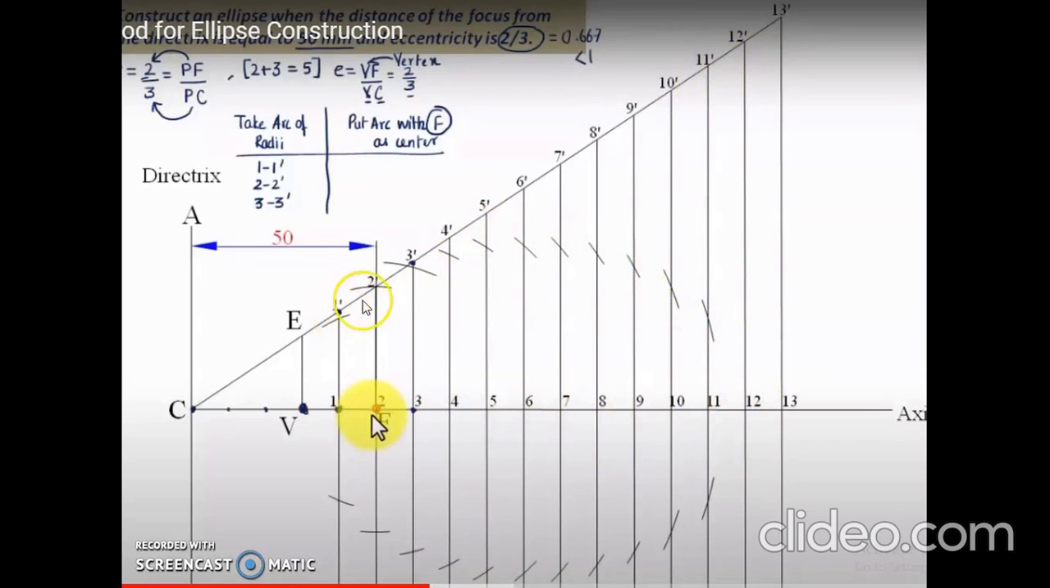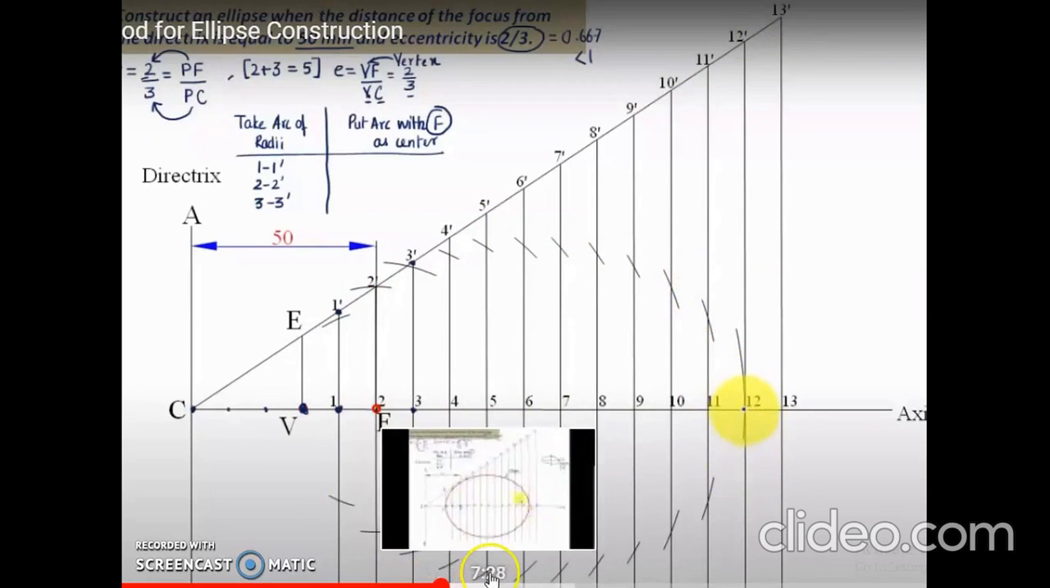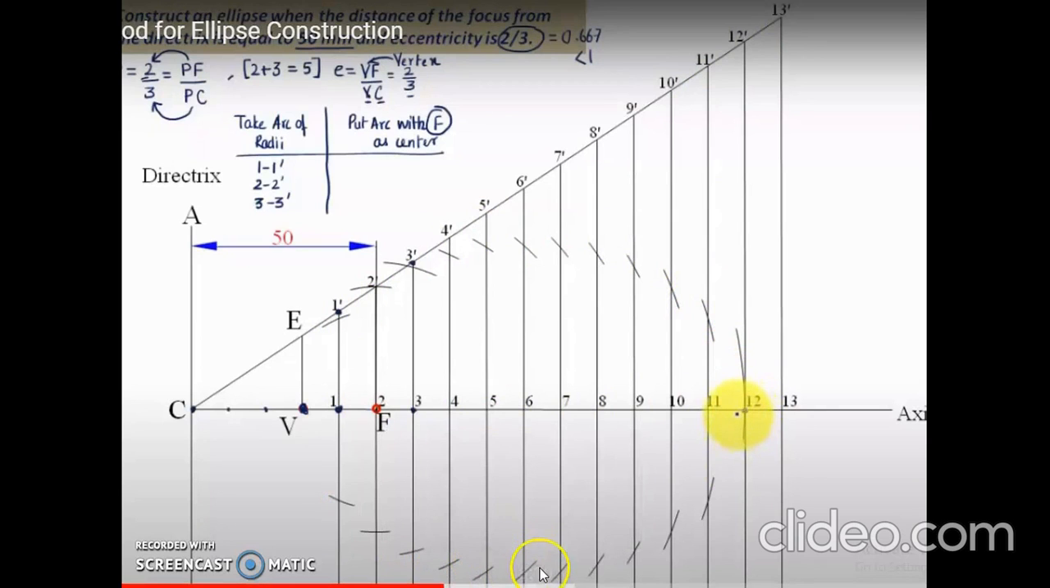This is P1, P2, P3, P4, P5, P6, P7, P8, P9, P10, P11 and this one is P12. Similarly P1 dash, P2 dash, P3 dash, P4 dash, P5 dash, P6 dash, P7, P8, P9, P10, P11 and P12 dash. These are the arcs. From these points, start from the vertex point and draw a smooth closed curve.